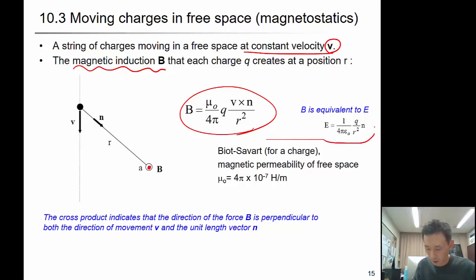So if you think about the electric field equation, it's pretty much the same. The difference is that you get the velocity term multiplied. And it's the Biot-Savart equation. Here mu naught is the magnetic permeability of free space. The cross product indicates that the direction of the force B is perpendicular to both the direction of the movement V and the unit length vector n. So actually here it could be this direction, or it could be this direction.